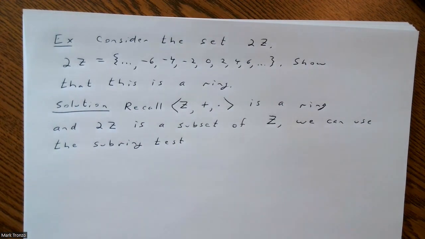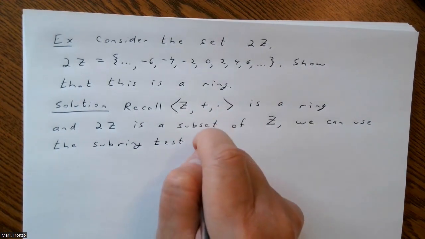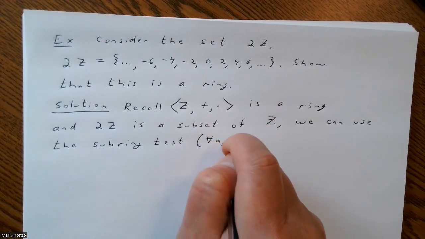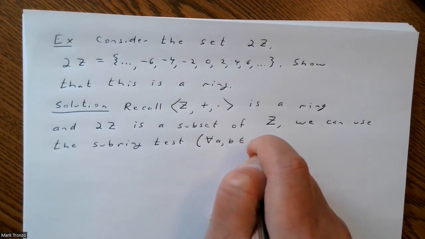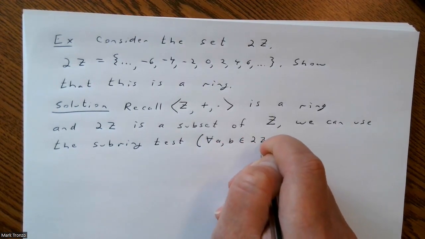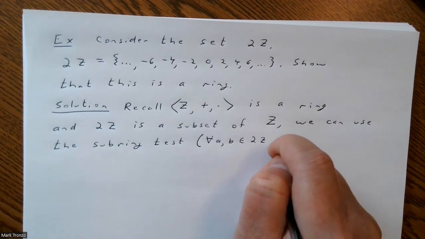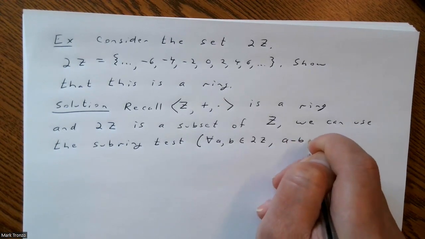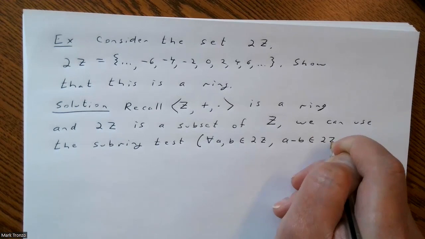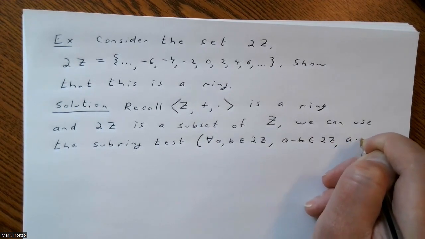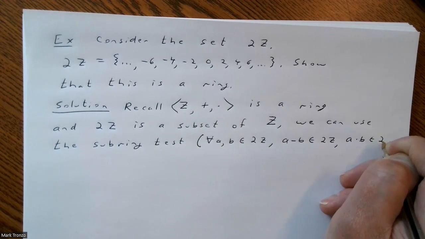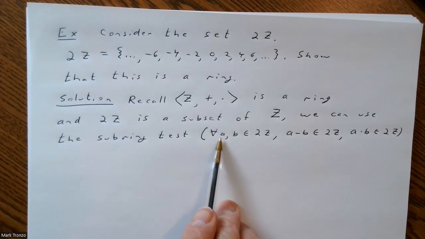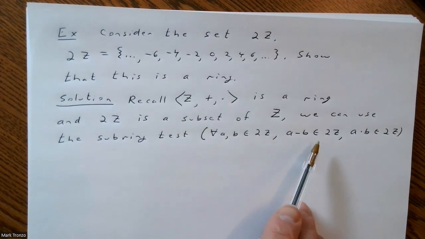So let me just put in parentheses here, we just use the subring test, just to keep it in front of us, for all A, B in 2Z. In our case, A minus B is going to be in 2Z, and then A times B is going to be in our 2Z. Remember, that's our subring test, for all A and B in the subset.